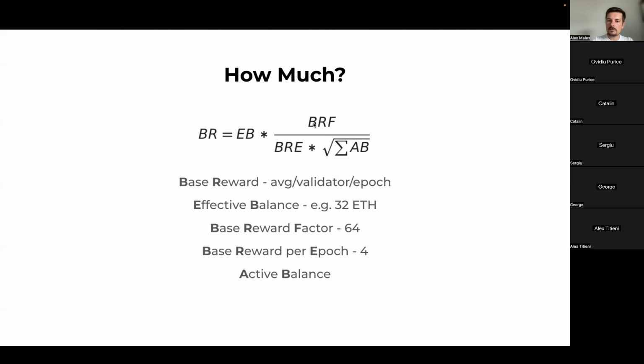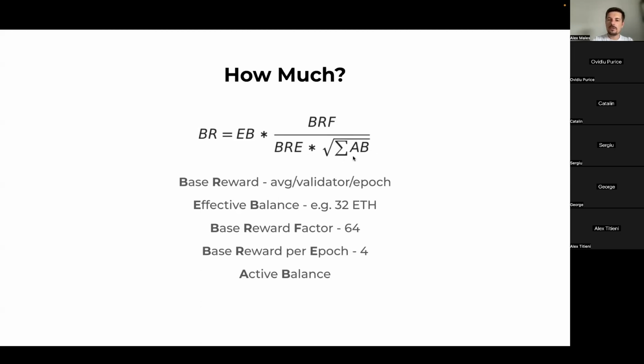Then you have the base reward factor, which is a constant 64. Base rewards per epoch is 4. Don't ask me why they didn't just simplify this and write 16 instead. I don't know. But the most important things are the effective balance and the active balance. Active balance, or sum of active balance, is basically the entire amount that is staked on the network.